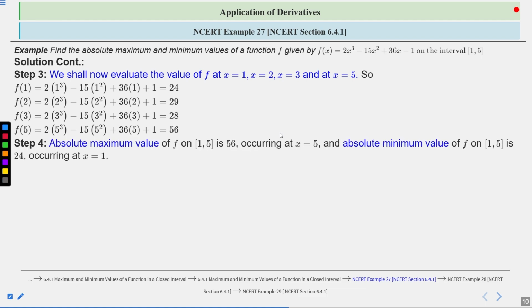Step 4. The absolute maximum value of f on [1, 5] is basically 56, occurring at x equal to 5. And the absolute minimum value of f on [1, 5] is basically 24, occurring at x equal to 1. Out of the 4 values at 1, 2, 3, 5, the maximum value is coming out to be 56, occurring at x equal to 5, and the minimum is 24, occurring at x equal to 1.